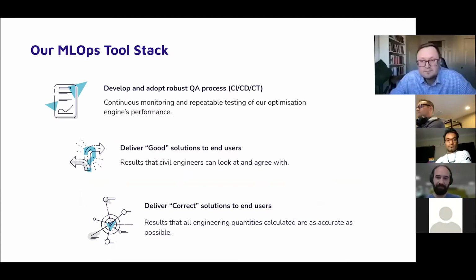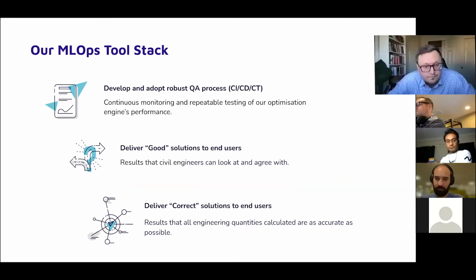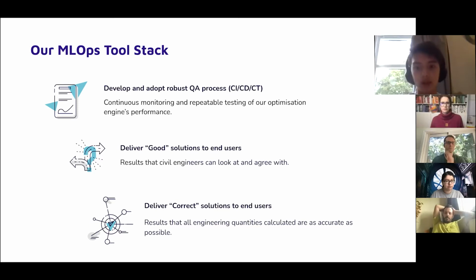So we have a very robust ML tool stack, MLOps tool stack. But from that, what we want to achieve is to make sure our algorithm can always produce good and correct solutions to the end user. By that we mean the route that you just saw in the previous slides.